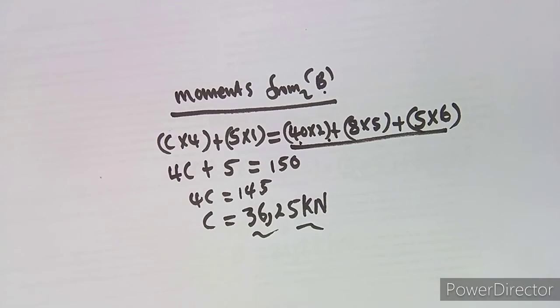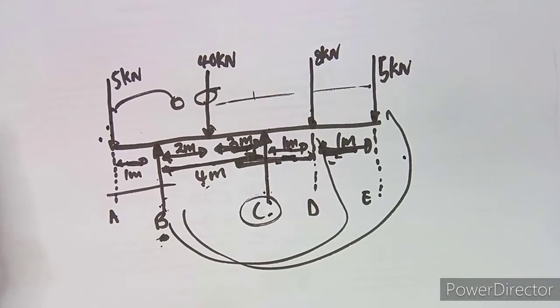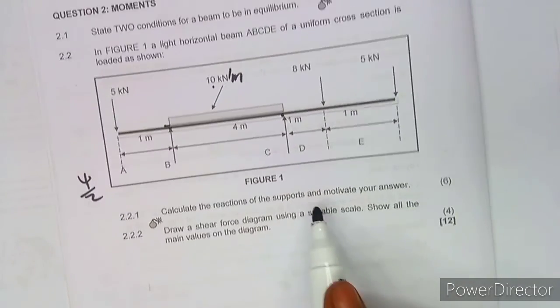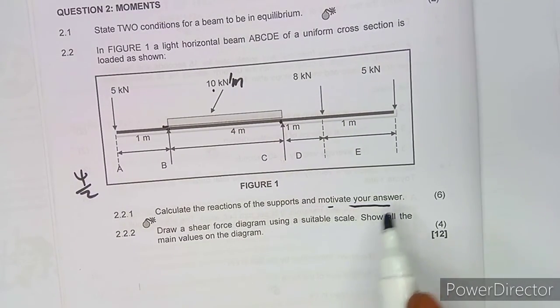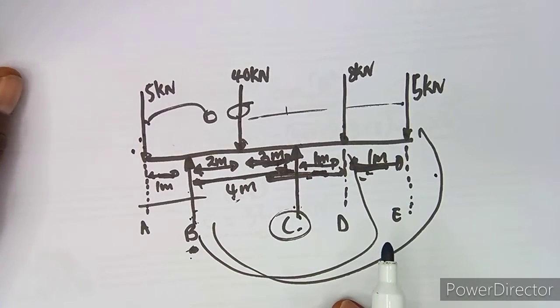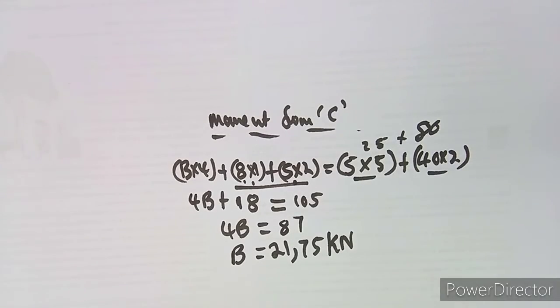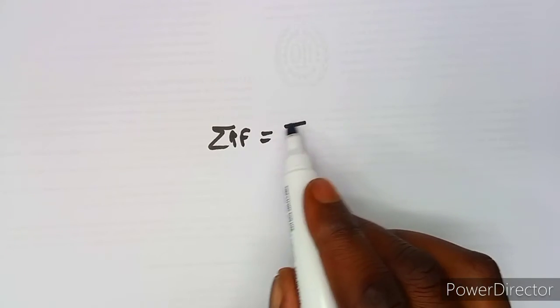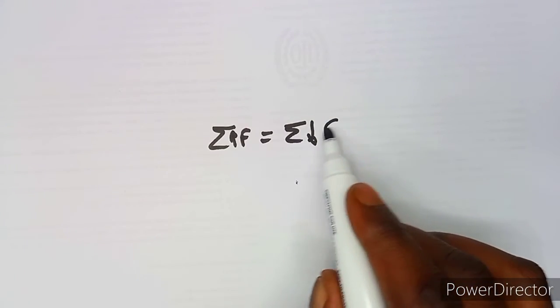Then we are also asked to motivate this answer. So to motivate this answer, what are we going to do? Because this is not the only part that you're given. You're also given to motivate your answer here. To motivate your answer is actually to prove. So which concept are we going to use in this case? From the laws that we talked about, remember we mentioned that the sum of upward forces is equal to the sum of the downward forces.